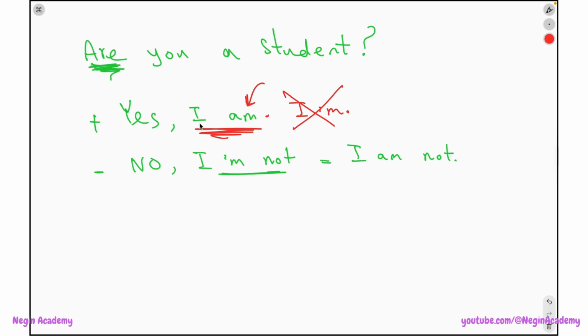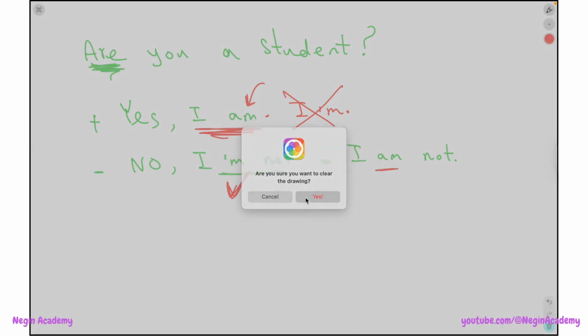But for the negative ones, you have two options. You could contract the to be, or let's leave it in full form. It depends on you. No, I am not. No, I am not. But this one is much more common and, let's say, usual whenever it comes to spoken language. Next slide, let's look at here.